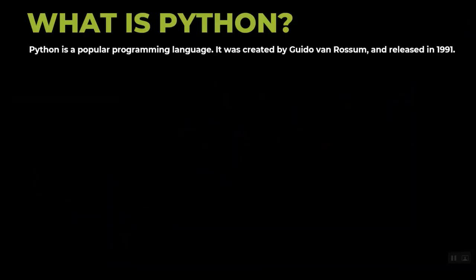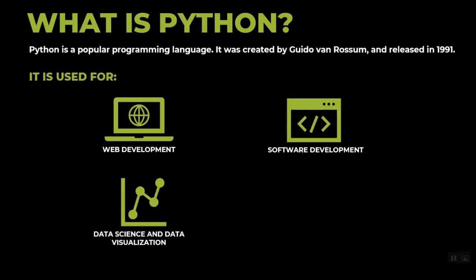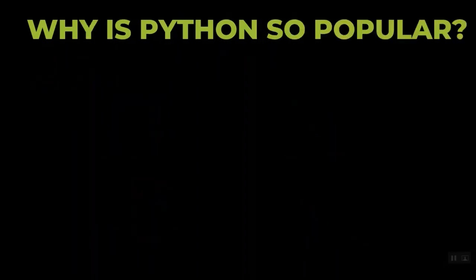What is Python? Python is a popular programming language which was created by Guido van Rossum and released in 1991. Python is used for website development, software development, data science and data visualization, machine learning and artificial intelligence, and much more. Why is Python so popular?